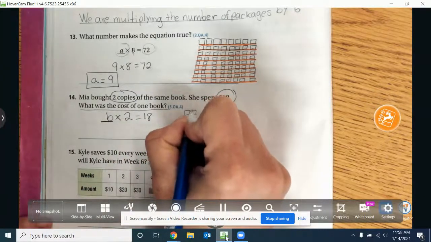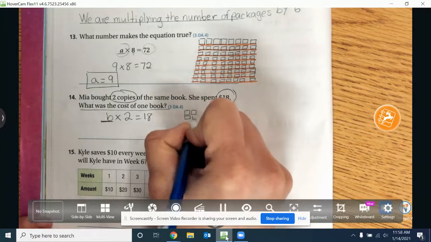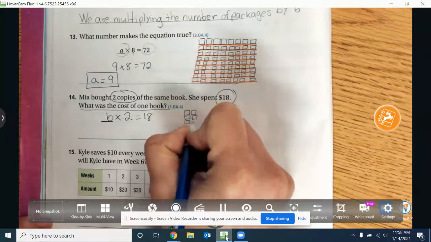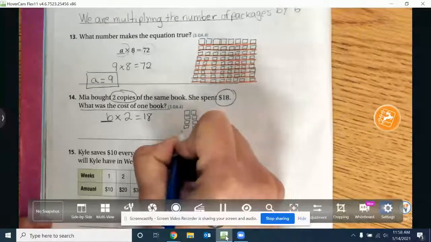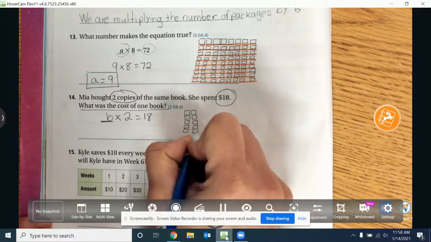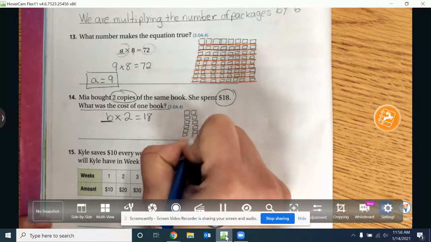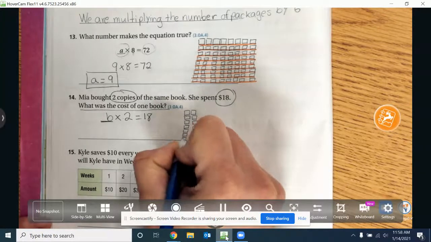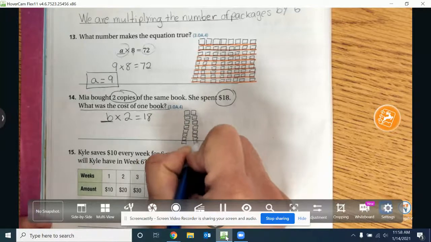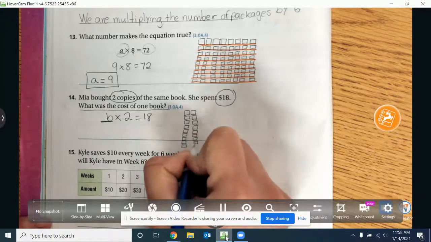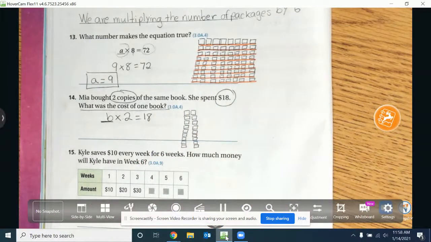1, 2, 3, 4, 5, 6, 7, 8, 9, 10, 11, 12, 13, 14, 15, 16, 17, 18.